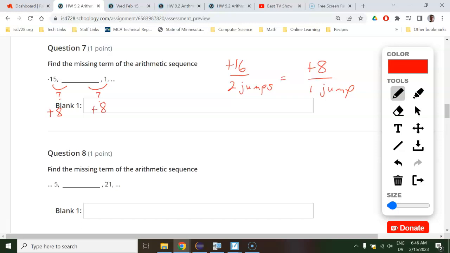And so negative 15 plus 8 would be negative 7. And then if we jump 8 again, boom, we're at 1. So that got us the missing term of negative 7. Okay, and that's kind of the approach I would take.